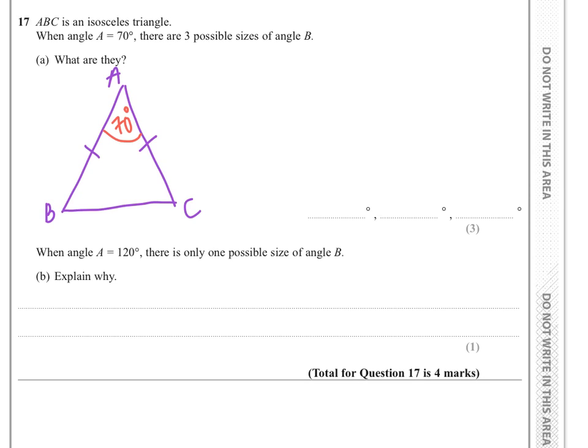So I've labelled in this diagram A is 70. You know angles in a triangle add up to 180, so these two must be the same because base angles of an isosceles triangle are equal, so they would have to be 55 each. So one possibility for B is 55 degrees.